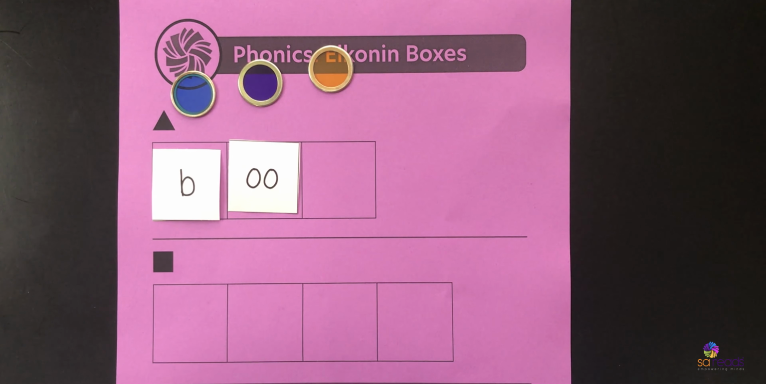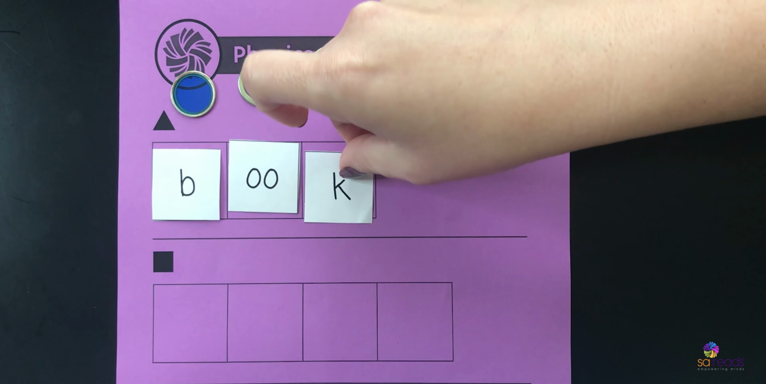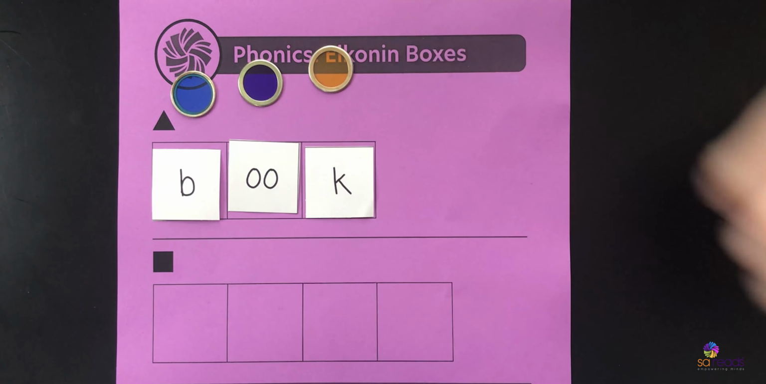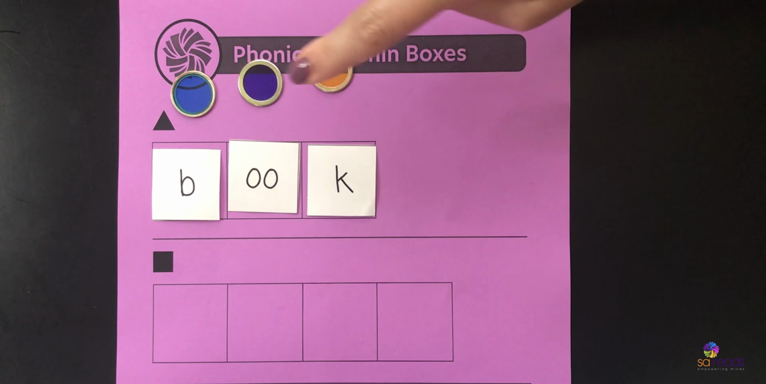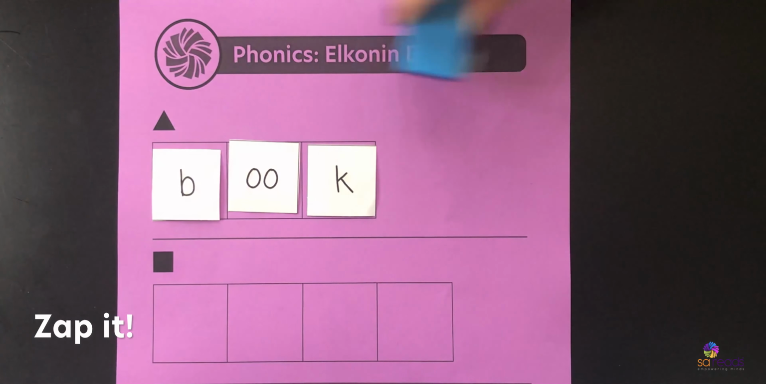I know when I have that hard k sound at the end of a word and it follows a vowel team or a vowel pair, it's going to be represented by this grapheme, the letter K. B, k, book.